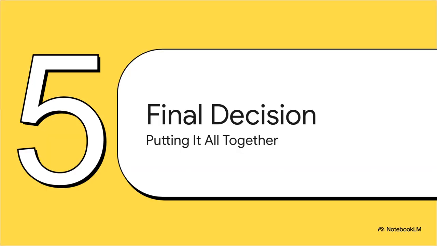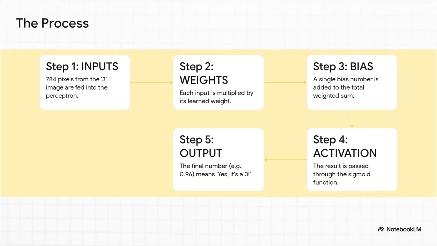And there we have it. We've got all the parts. Our inputs from the pixels, the weights or importance styles, the bias or starting hunch, and the activation function that makes the final call. Let's put it all together and watch it work one last time. So here's the play-by-play. First, the 784 pixels go in. Each one gets multiplied by its own importance style, its weight. We add all that up, and then we add in our starting hunch, the bias. That final number gets pushed through our sigmoid squashing function, and out comes the final answer, maybe a 0.96. The perceptron's decision: yes, I'm 96% sure this is a 3.